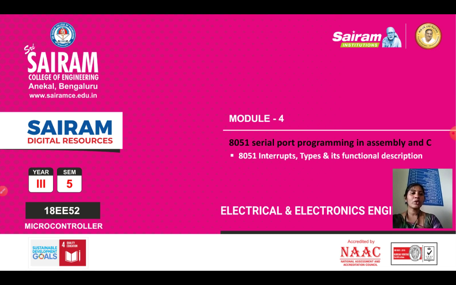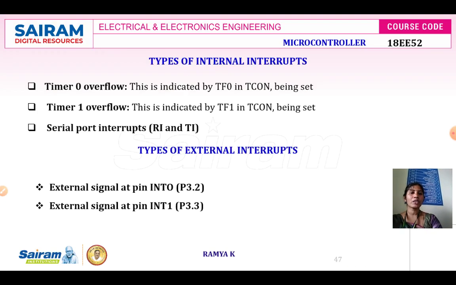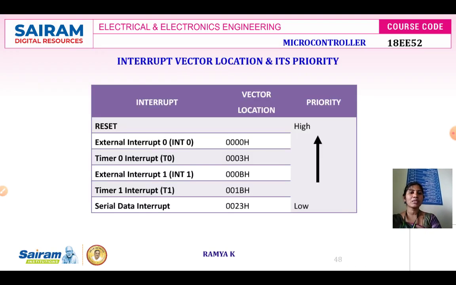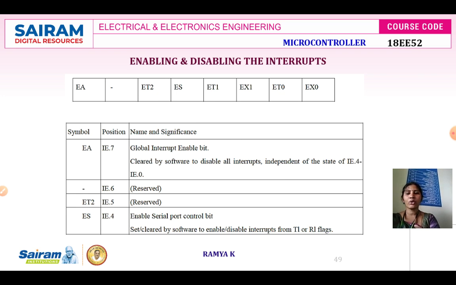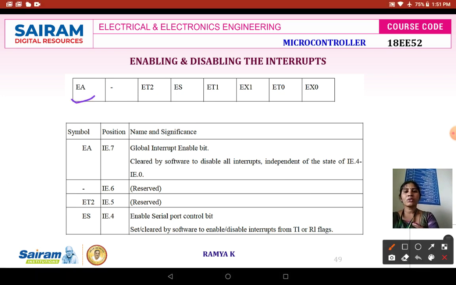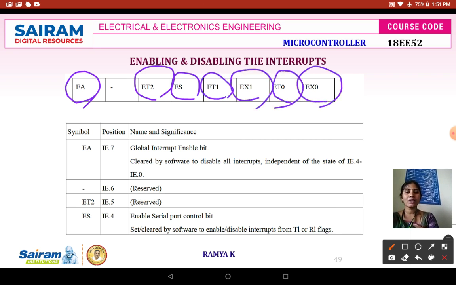In this session, we are going to see the interrupt enable register and the interrupt priority register. Now, the interrupt enable register. I have shown the bit pattern over here. It comprises EA, ET2, ES, ET1, EX1, ET0, EX0.